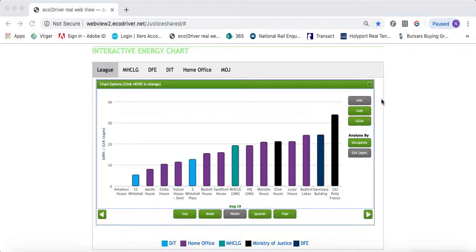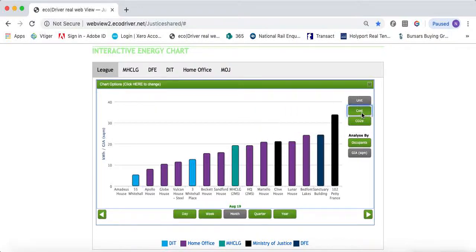Now, up on the right hand side here, you can see there are various areas that we can put these graphs into. So you've got units, which is what we have in front of us now, and you can see here that Petite France is 33.82 kilowatts per square metre. And then if you then go to Bedfont Lakes, there's this 24.03 kilowatts per square metre.